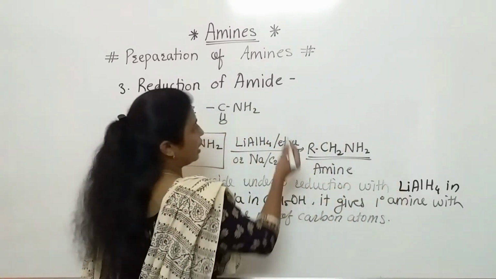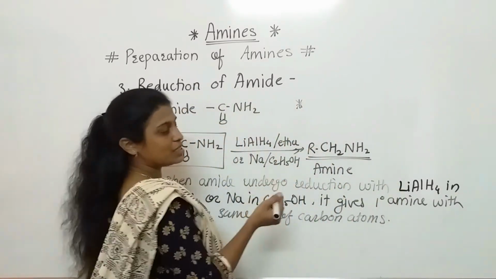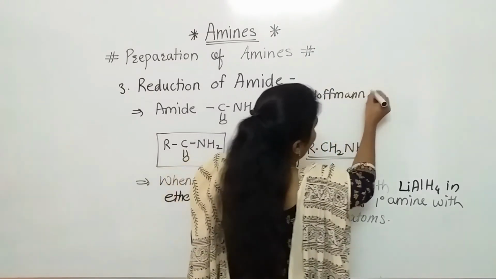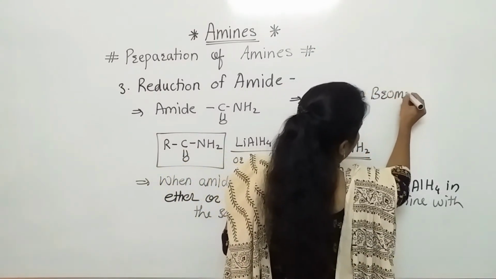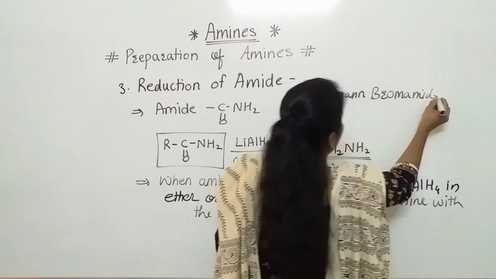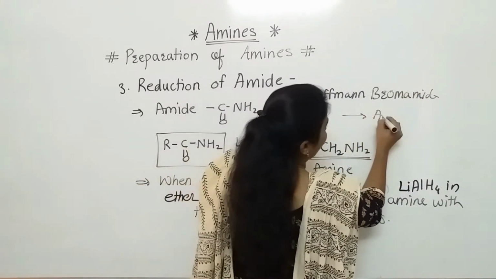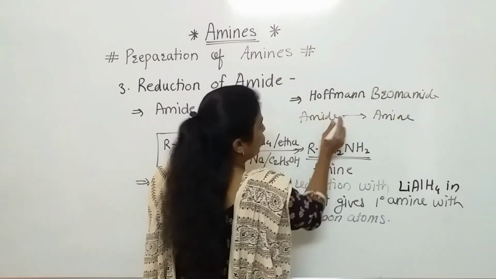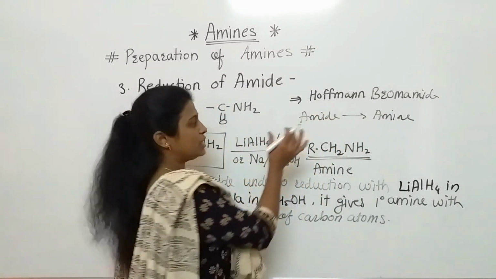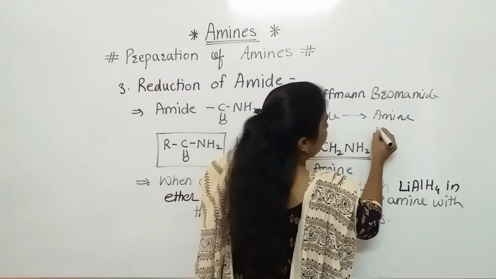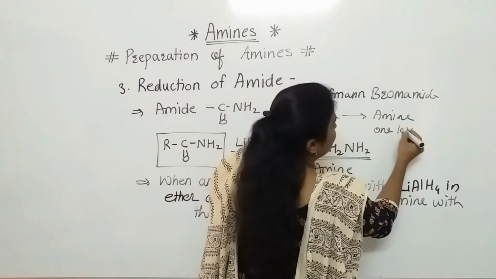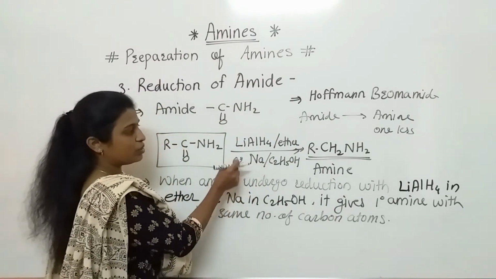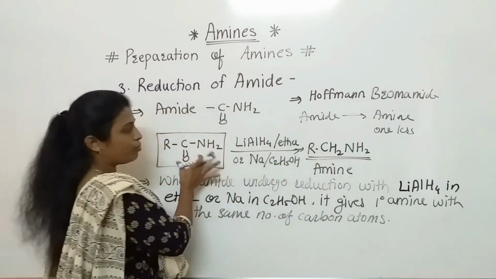atoms, because there is one reaction we are going to discuss, that is the Hofmann bromamide degradation. In that also we are getting the amine from the amide, but in that, whatever number of carbon is present in that amide, we are getting one less carbon in that amine. That's why this is another method for the preparation of the amine from the amide.